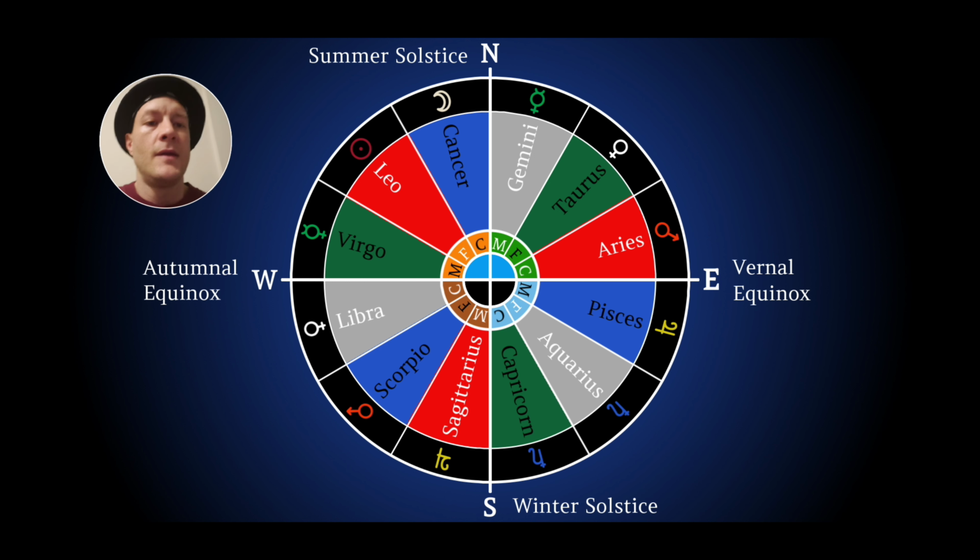Very important. And one last thing that I forgot to cover is that I've written the signs in either white or black on purpose. The reason is that all of the signs are either feminine or masculine. All of the masculine signs, which are also the fire and air signs, are written in white. All of the feminine signs, which are also the water and earth signs, are written in black.